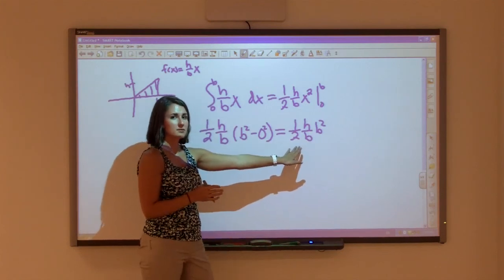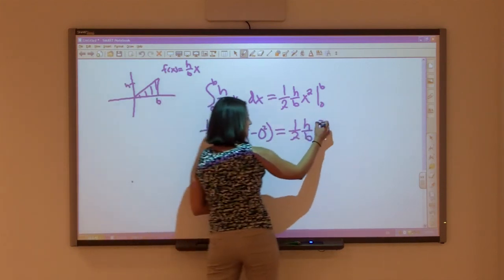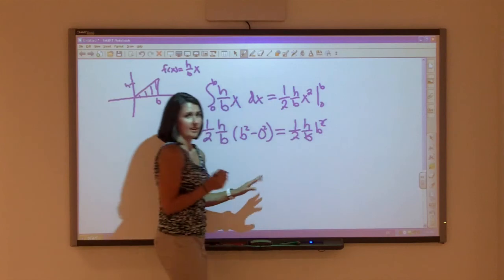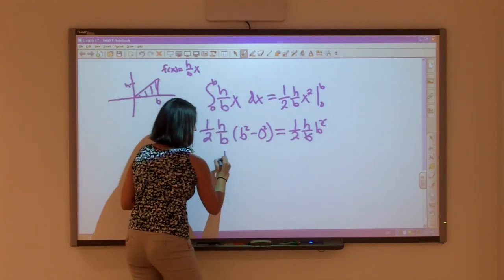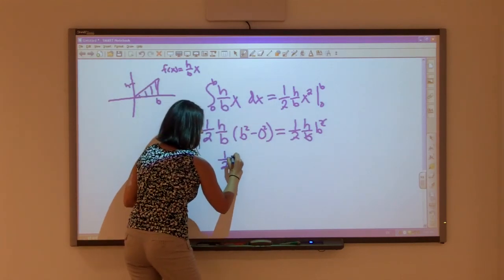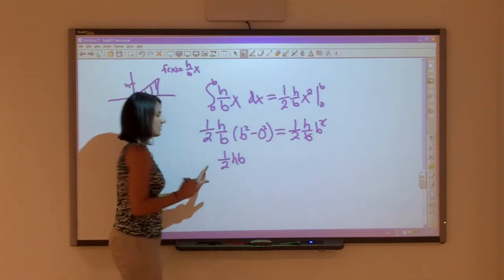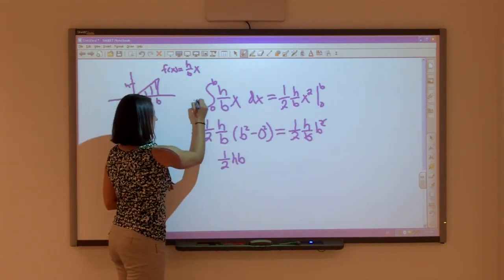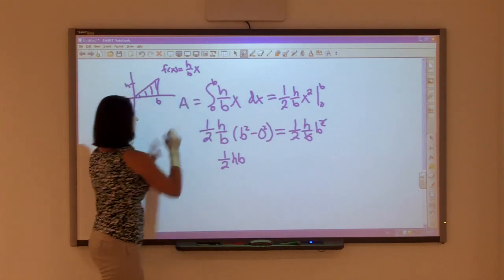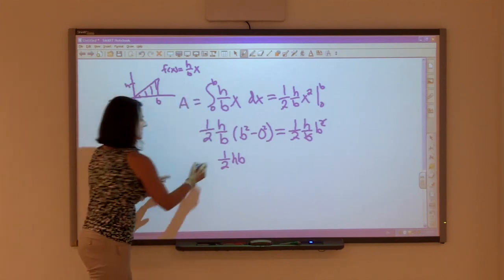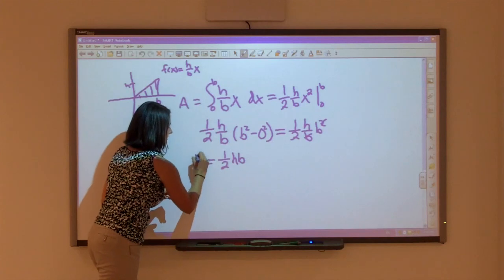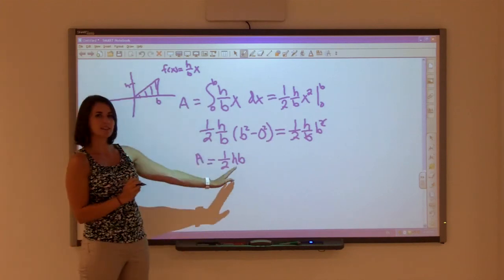Now this can simplify even further by canceling out these b's. And we're left with a formula: 1/2 hb. In other words, your area of your triangle is equal to 1/2 times your base times your height.